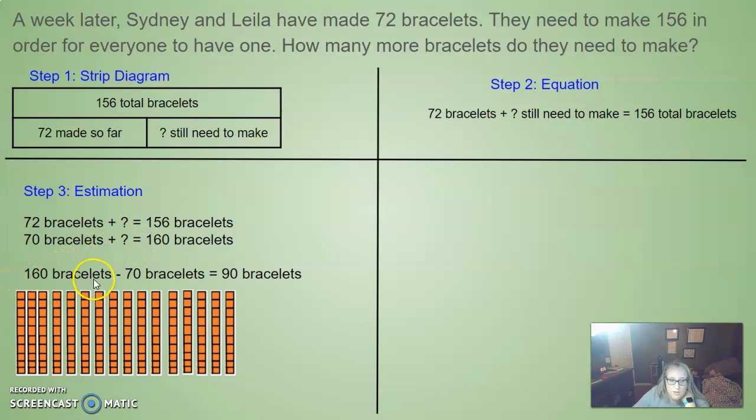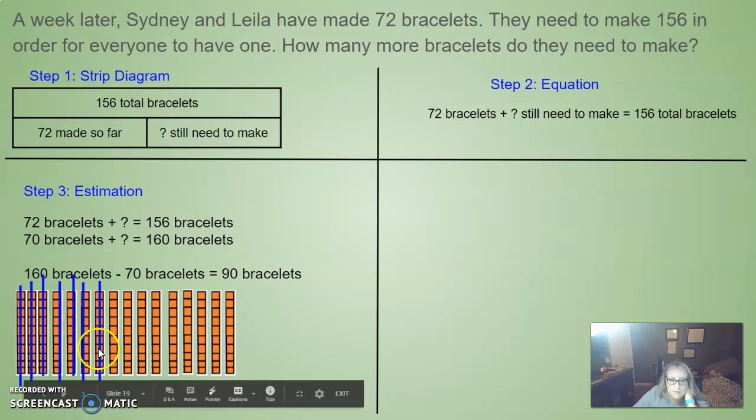So I have 160 bracelets, and I modeled that with my base 10 blocks. So 10, 20, 30, 40, 50, 60, 70, 80, 90, 100, 110, 120, 130, 140, 150, 160, 170. And I said that I'm going to take 70 of those bracelets away. Now remember, when we talked about our vocabulary, I said whenever we want to take something away, we cross it out to show us that it's been taken away. So I'm going to do that. I'm going to cross off 7 of my 10s to get rid of 70 bracelets.